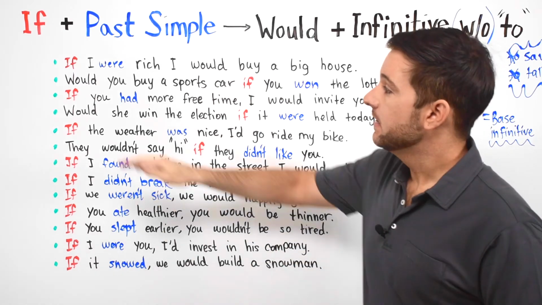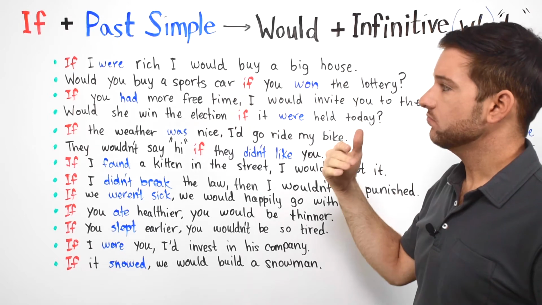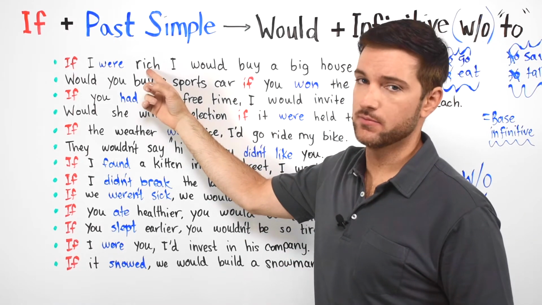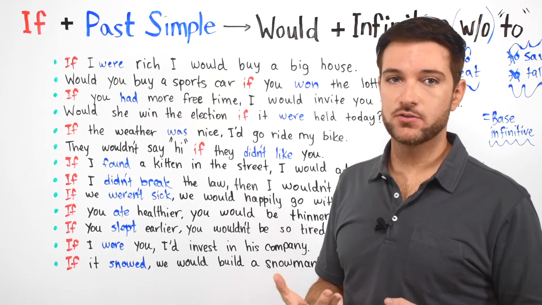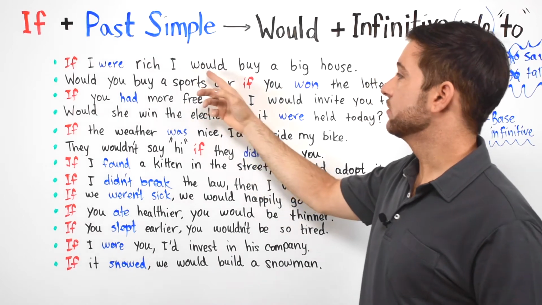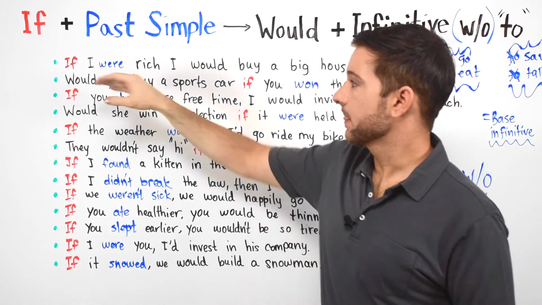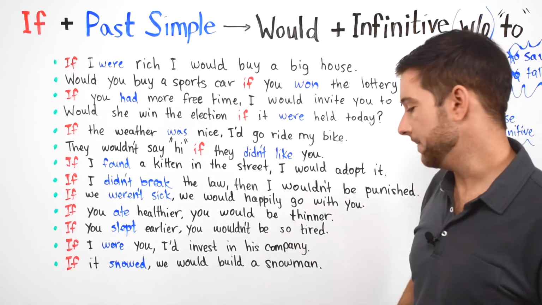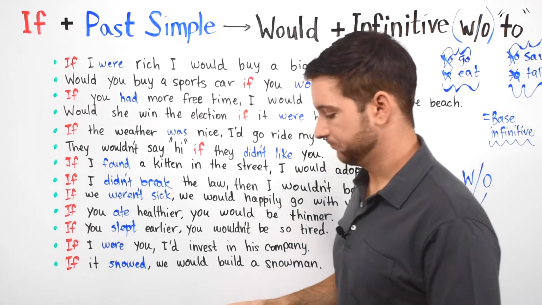If I were rich, I would buy a big house. If I were rich. Are you rich? No, you're not rich. We're talking about a hypothetical situation. If you were rich, then you would buy a big house. So I'm saying this. If I were rich, I would buy a big house. Stop. Guys, I want to show you something.